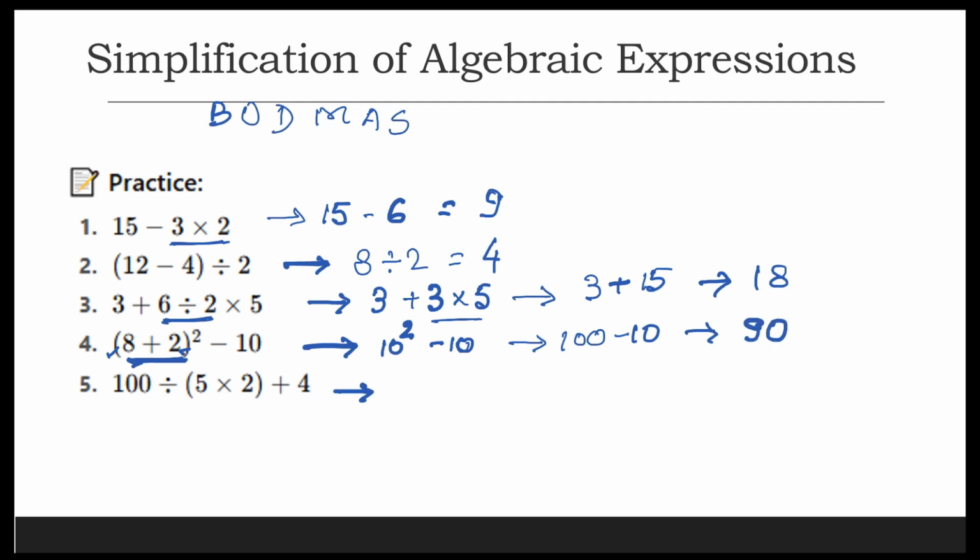Now let's come to this one. Is there a bracket B? Yes. So we'll solve that first. 100 divided by whatever is there inside the bracket, 5 into 2, that is 10, plus 4. Now, after bracket, is there an order O? No. Is there a division D? Yes, there is a division. So we'll solve that next. 100 divided by 10 is 10, plus 4. Now, D is done. Is there a multiplication? No. Is there addition? A. Yes. So 10 plus 4 is 14. That's how we are going to simplify the algebraic expression.